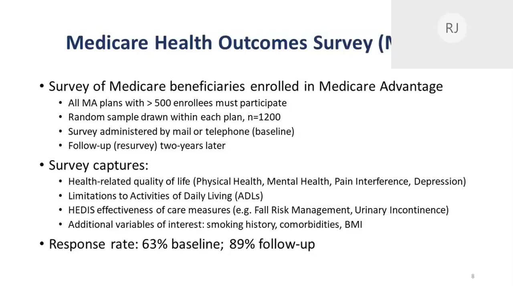So the survey captures a wide range of health outcomes, such as health-related quality of life. This can include physical health, mental health, pain interference, depression, limitations to activities of daily living, ADLs. There are questions that are used to create HEDIS effectiveness of care measures, quality indicators. This includes risk fall management, urinary incontinence, and there are additional variables of interest, such as self-reported smoking history, self-reported comorbidities, and BMI. The response rate is 63% for the baseline and 89% for the follow-up survey.